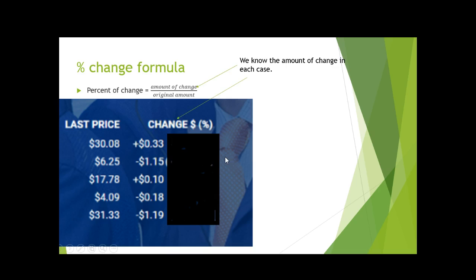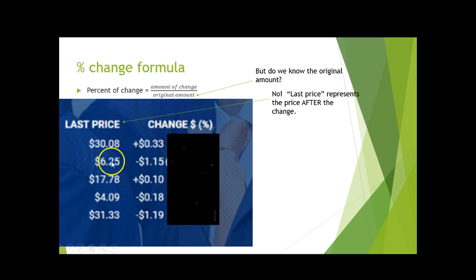So here's the formula. Percent of change is the amount of change over the original amount. That's going to be the basis for which you need to plug in numbers. Sometimes you have the information right in front of you, and sometimes all you have to do is just type it in, divide, and turn it into a percent. But sometimes you don't have all the information. We know the amount of change because that is this value right here. It increased or decreased by this amount from the last period to now. But we don't know the original amount because this represents the price after the change.